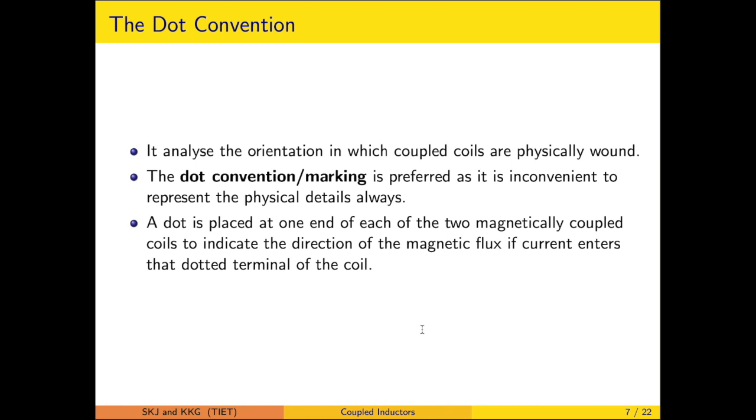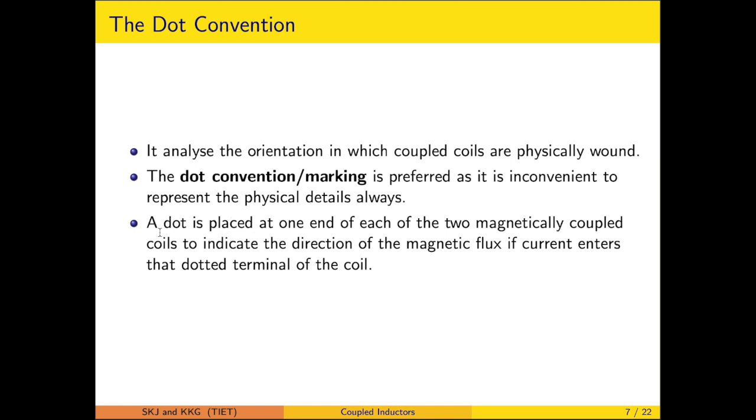Now we will be analyzing the dot convention. It analyzes the orientation in which the coupled coils are physically wound. So this is important, how they are wound. The dot convention, or dot marking, is used because it is inconvenient to represent the physical details. Just to suppress that and still have the same useful information, the dot marking is done.